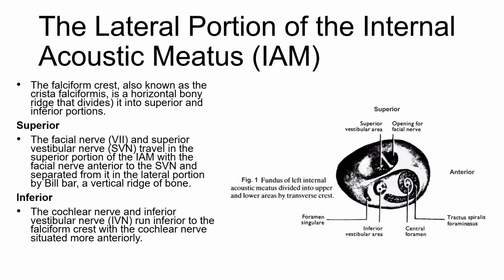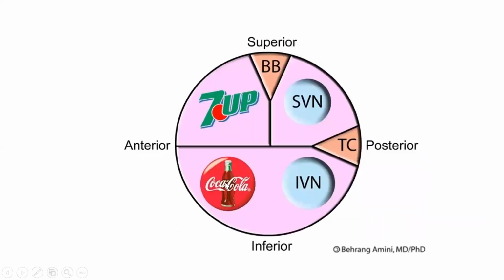In the inferior part, the cochlear nerve and the inferior vestibular nerve run inferior to the falciform crest, with the cochlear nerve situated more anteriorly. You can have a good idea over here. And there is also another diagram that makes it easy for you, 7 up and cochlear down, where the 7, the facial nerve, is above along with the superior vestibular nerve, and the cochlear nerve lies below along with the inferior vestibular nerve.